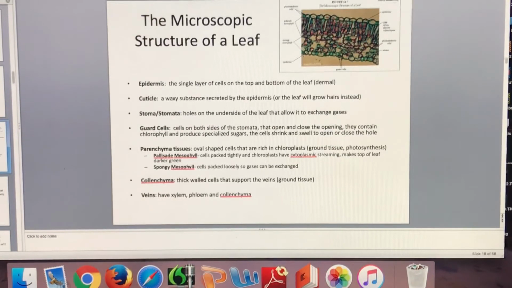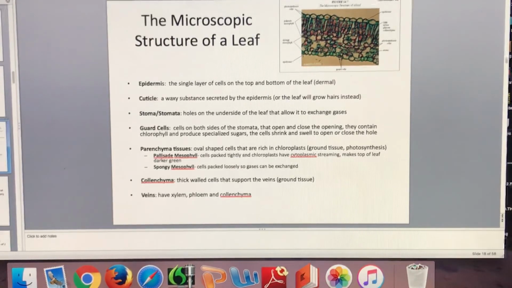All right, so let's look at the microscopic structure of a leaf. This is a slide that's a cross section of a leaf, and obviously the figures in your book, once again, I encourage you to look at because you'll see it in better detail. Oh, sorry about that. I got my notifications coming in.